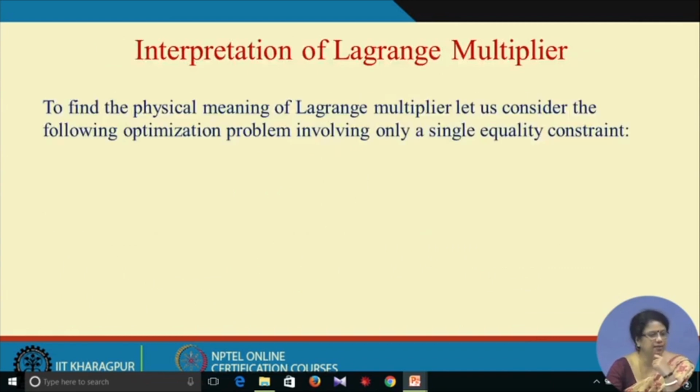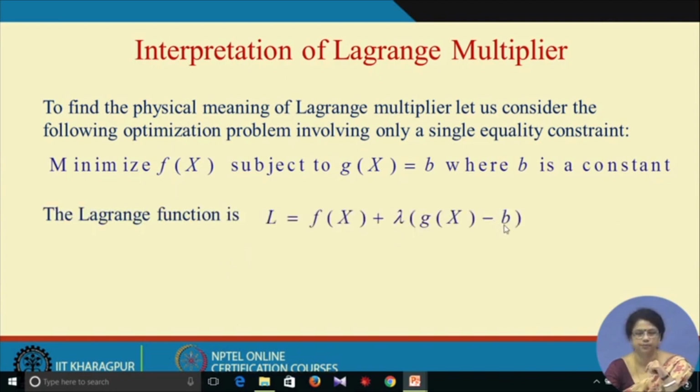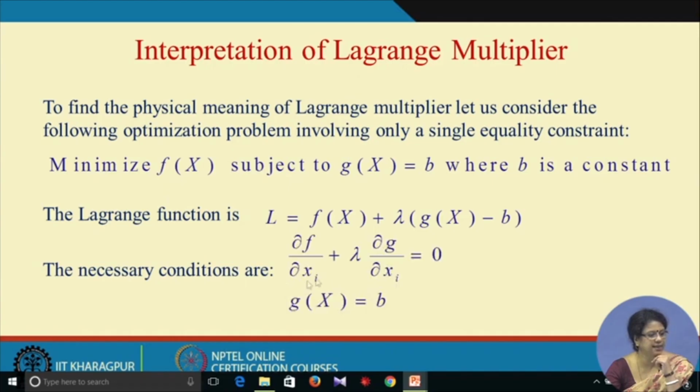Now, I will explain this methodology with one example in the next. But before that, I want to tell you what is the physical significance of the Lagrange multiplier. Just see, I am taking one simple problem, minimization of f(x) subject to g(x) equal to b, to explain the Lagrange multiplier. Then the Lagrange function would be this one. From there we can calculate the necessary condition as this one, alright.